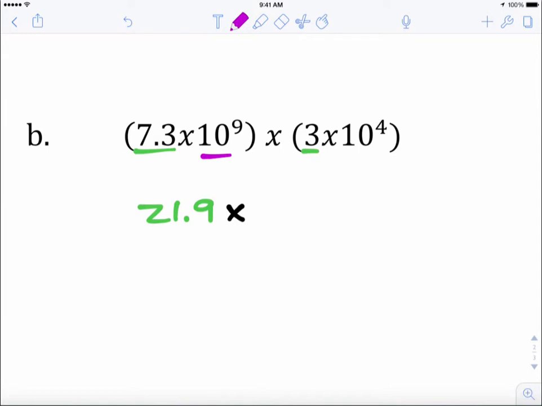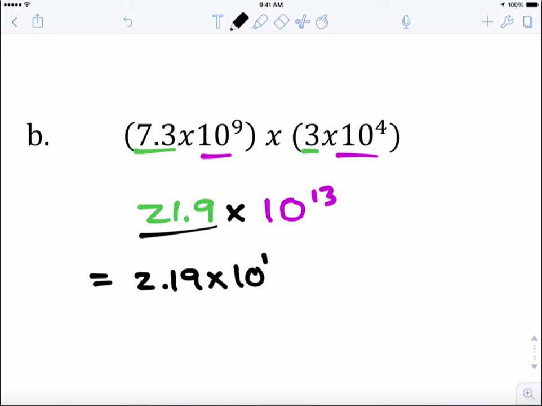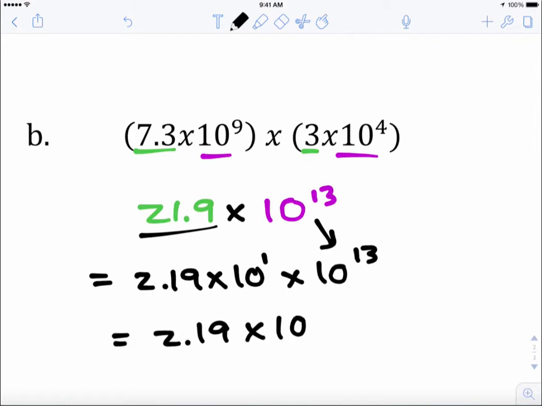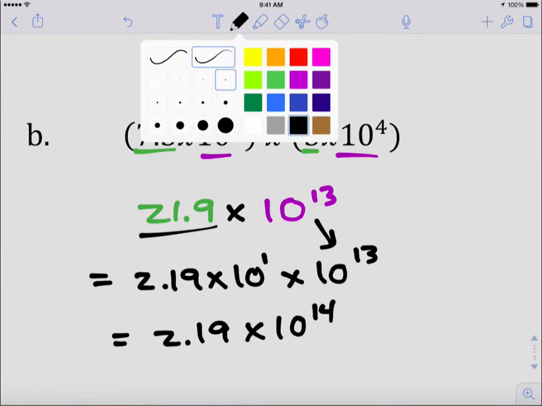21.9 times 10 to the 13th. All right, so let's write this 21.9 as 2.19 times 10 to the 1st times 10 to the 13th. Bringing that down, we've got 2.19 times 10 to the 14th. Booyah! And we are done.